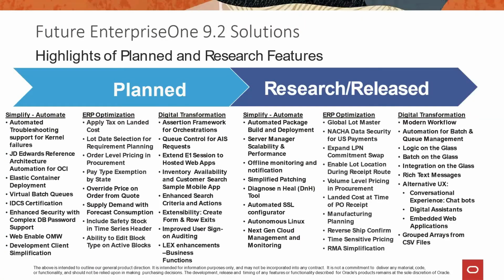So in a lot of these, Oracle keeps on enhancing JD Edwards. A lot of these, as you're showing in here, that they were researched or released have been picked up from the 9.2 release. So some of these, volume level pricing and procurement, that's something that's already out and available to you. This is rich text messages, and a lot of the features we're talking about is the digital transformation, where you're adding, modifying the user interface and things like that, and simplifying it.